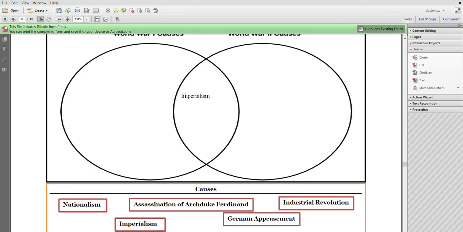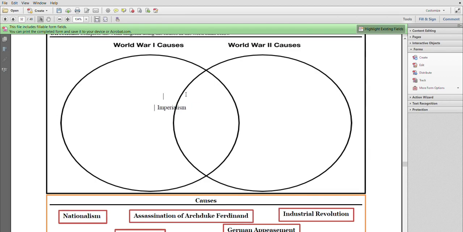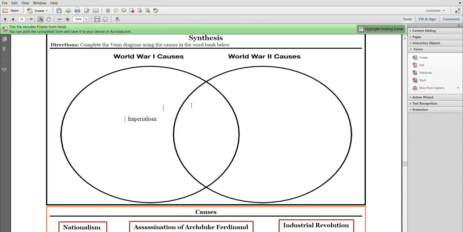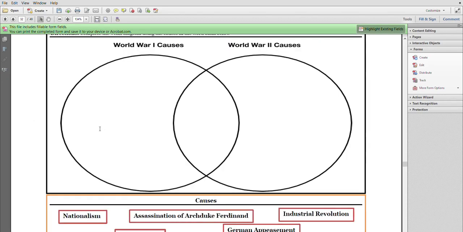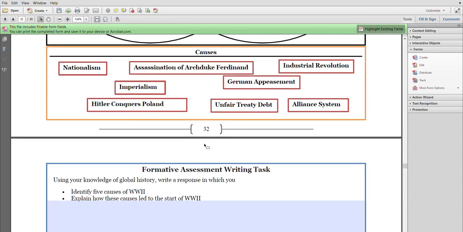Same for all of the other answers, and if you feel that imperialism should just be on causes of World War I, you'd put it just on the left. Just World War II, you'd put it on the right. You're going to have to use your keyboard here a little bit, using the space bar to move it around, but it'll work for you, okay? That's how you do the Venn diagram on page 32.